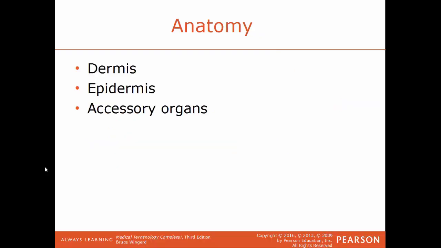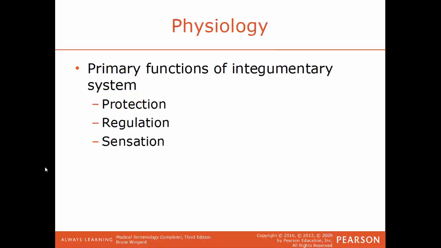Alright, there are multiple layers of the skin. You have the dermis, and just above that you'll have the epidermis, which is the part of the skin that you are able to see with your eyes. And you also have various accessory organs, various sweat glands, various oil-producing glands, various sensory receptors. Alright, that was the basic anatomy of the system. Now we'll talk about some basic physiology. See the primary functions of the integumentary system.